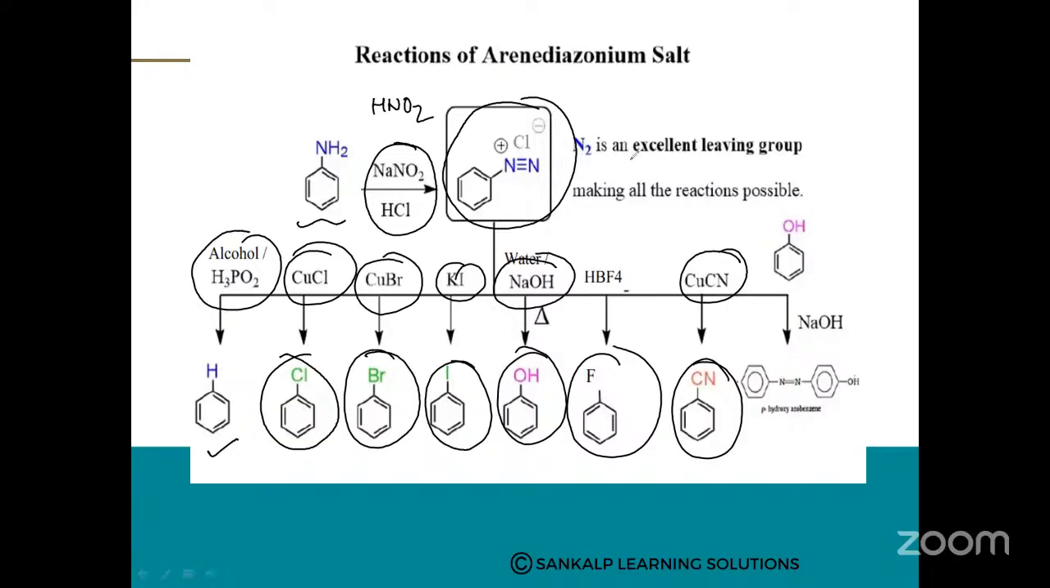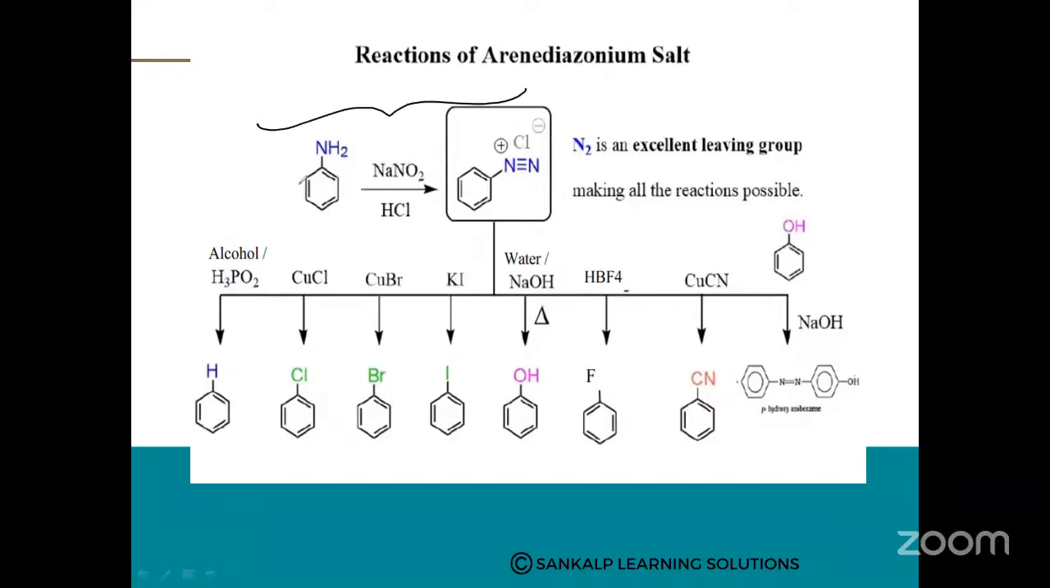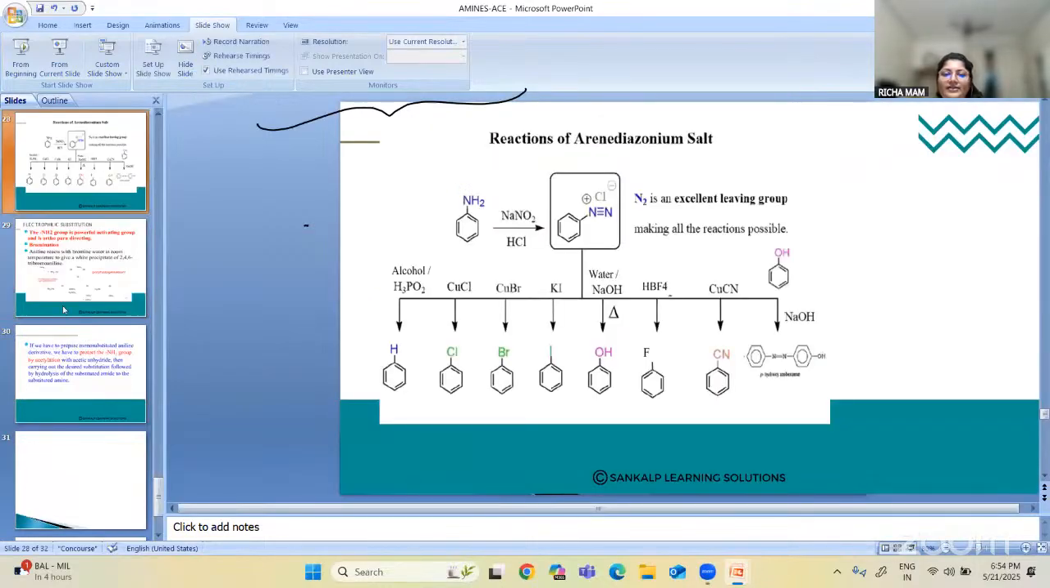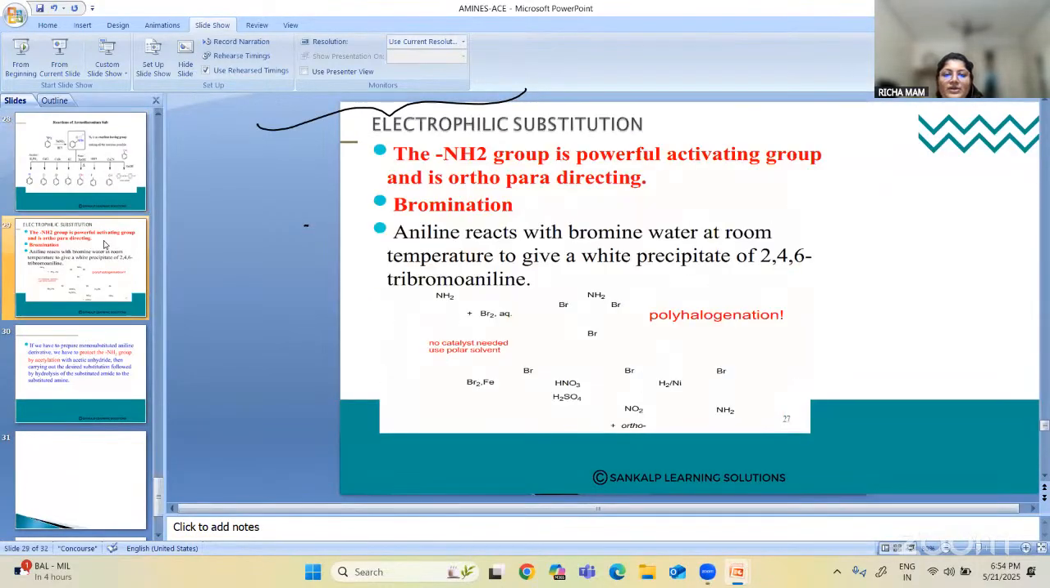As we know, N2 is an excellent leaving group, so all these reactions are possible. So remember how you get the benzene diazonium salt: aniline reacting with sodium nitrite in the presence of concentrated HCl, I'm going to get nitrous acid. Is it clear?